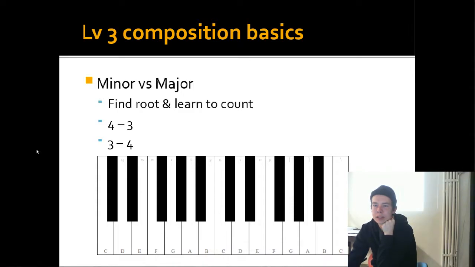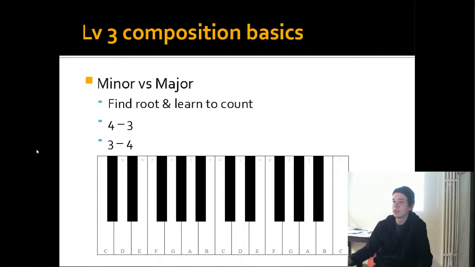Okay. Minor and major chord. These are basically happy chord and sad chord. Two kinds of main chords we hear all the time in music. And to make whatever minor or major chord, we have to know two things: how to find the note and how to count to 3 and to 4. That's basically it.